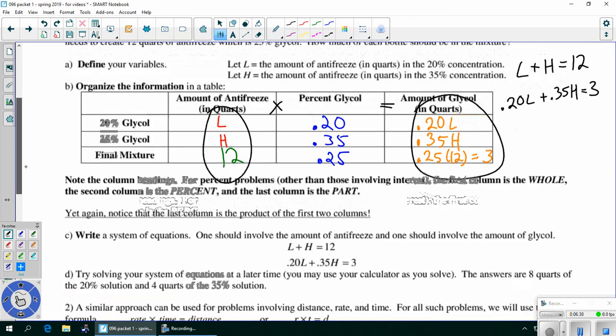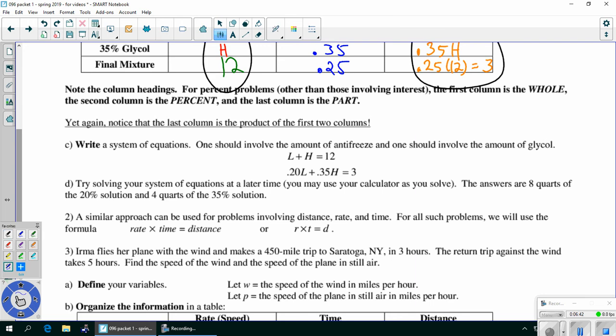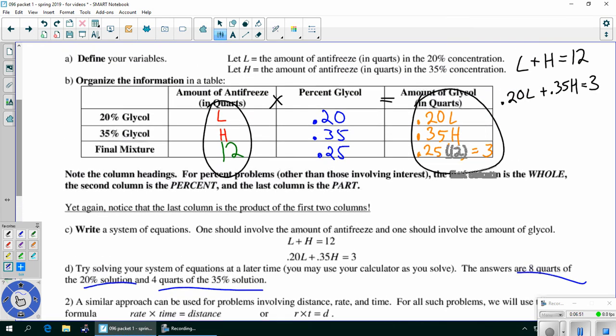And I will point out here, if you want to check your work later on, you can. I think I've got the answers. 8 quarts of the 20% stuff and 4 quarts of the 35%. So solve with either substitution or elimination. But this is in bold, so it must be important.